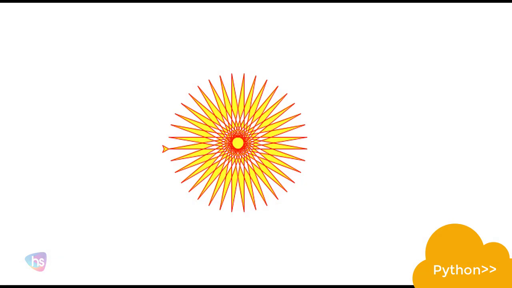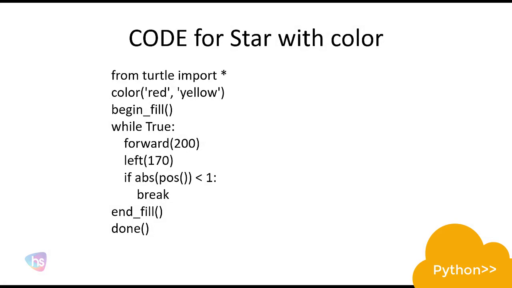See, as a very simple example, this star is created using Turtle graphics. So Turtle graphics will help you to create many shapes. This is one example, creating a star with red lines and filled with yellow. See, a few simple, basic lines of code here, like the code for a star with colors.